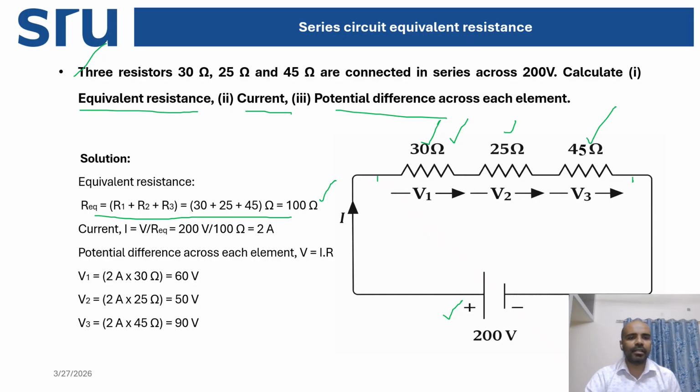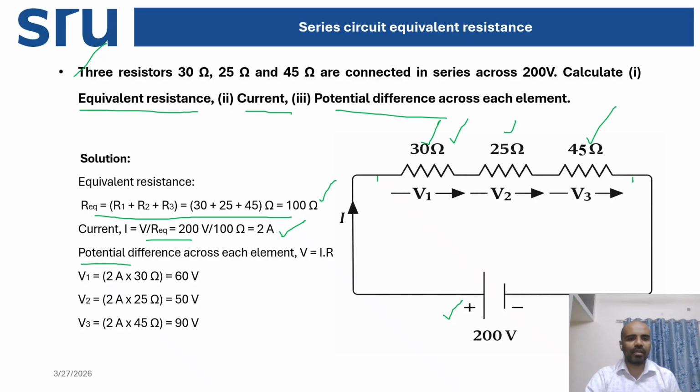Then you need to calculate the current through the circuit. You have already calculated the equivalent resistance, which is 100 ohm. Then what is the current through this circuit? The potential applied to the circuit is 200 volt. 200 volt divided by 100 ohm is 2 ampere, by applying Ohm's law.